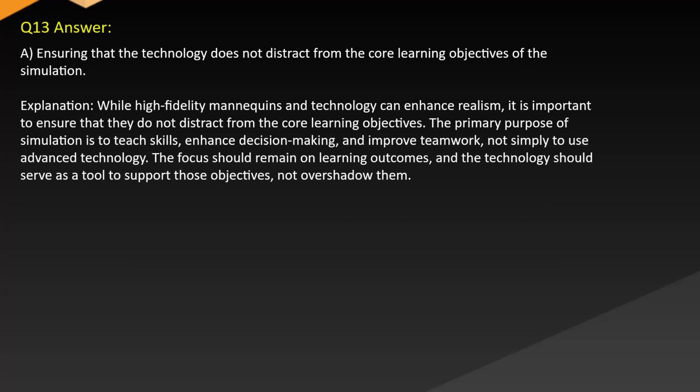Answer. A. Ensuring that the technology does not distract from the core learning objectives of the simulation. Explanation. While high-fidelity mannequins and technology can enhance realism, it is important to ensure that they do not distract from the core learning objectives. The primary purpose of simulation is to teach skills, enhance decision-making, and improve teamwork, not simply to use advanced technology. The focus should remain on learning outcomes. Technology should serve as a tool to support those objectives, not overshadow them.